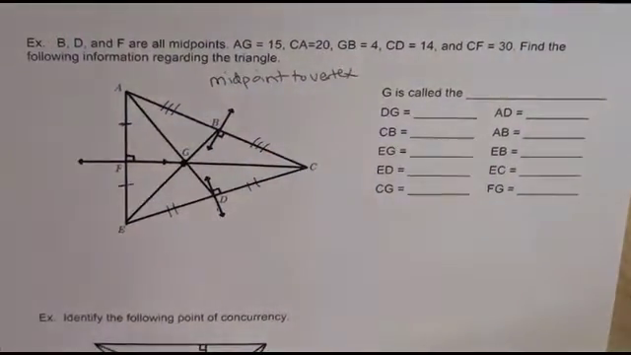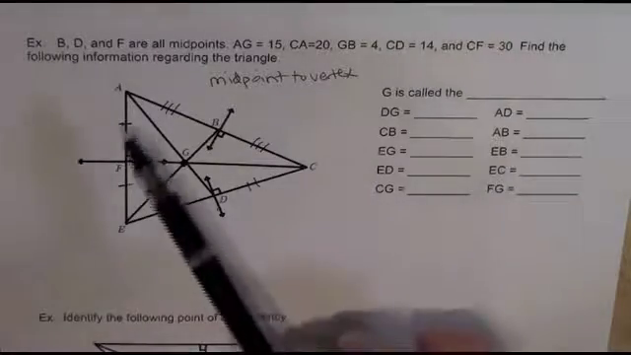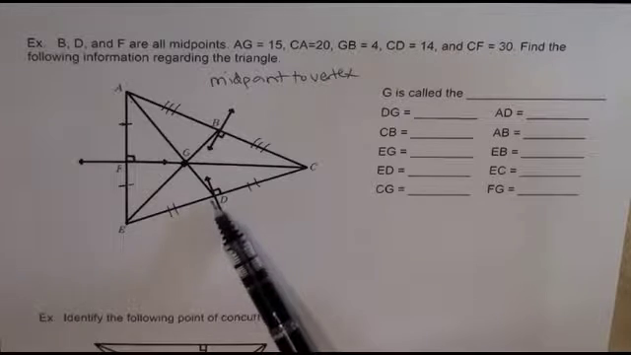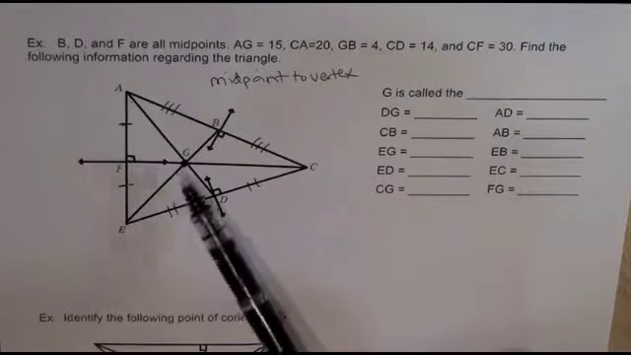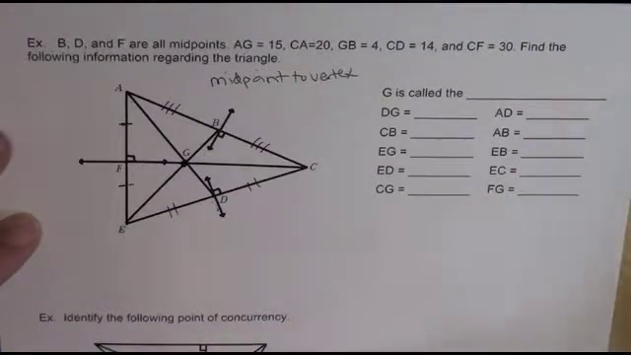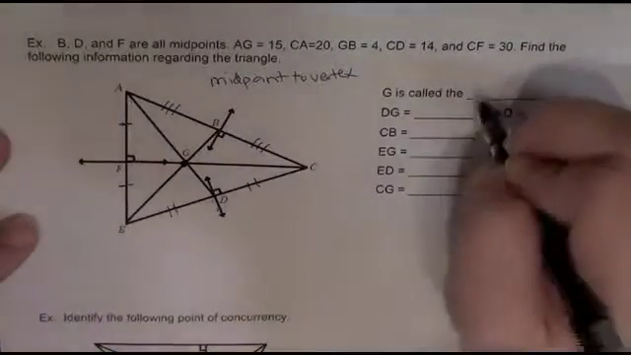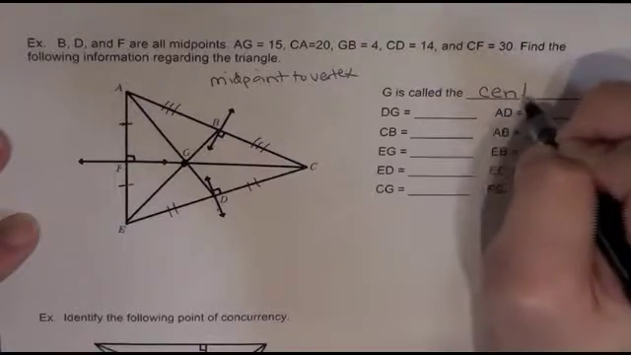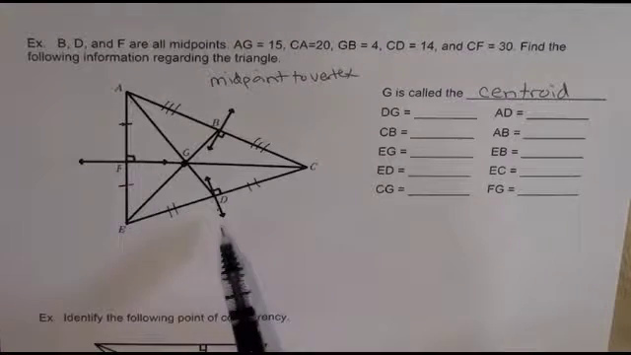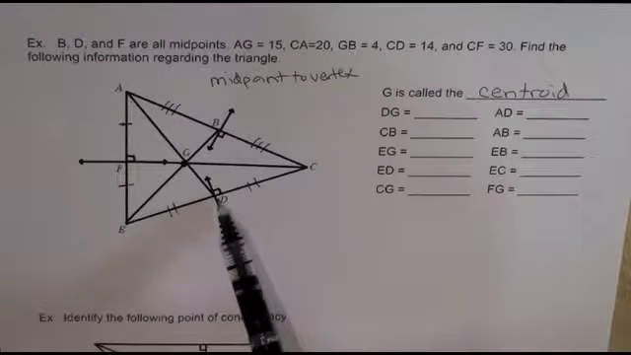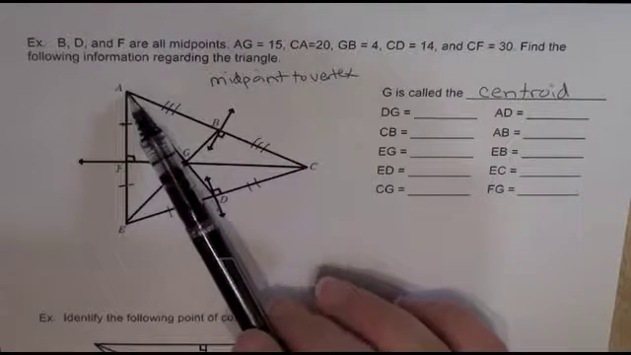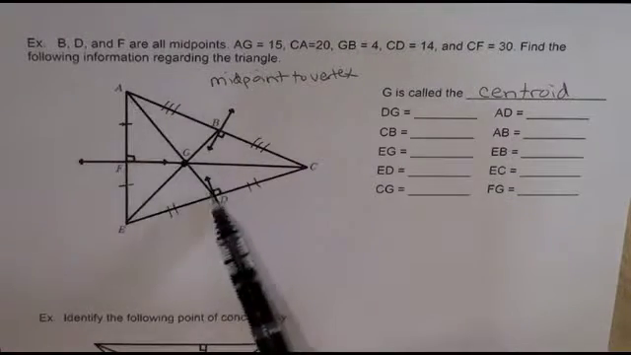The line going from the midpoint to the vertex is called the median, and the point where the three medians cross, the point of concurrency, is called the centroid. The centroid is fairly easy to identify because you do have the perpendicular bisectors, but it is the picture that goes to the vertex from the midpoint.